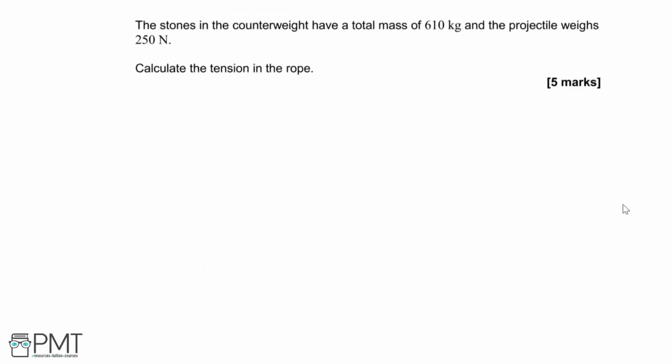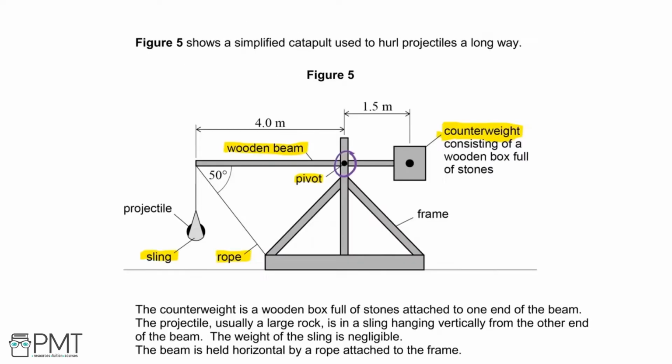The stones in the counterweights have a total mass of 610 kilograms and the projectile weighs 250 newtons. Calculate the tension in the rope. Now, this is a 5-mark question, so we're going to need to look really carefully at how we can achieve all of those marks. Let's go back to the diagram first of all. So to begin with, it's worth considering what's contributing to the clockwise moment and what's contributing to the anti-clockwise moment.